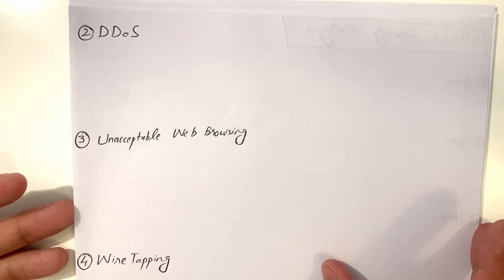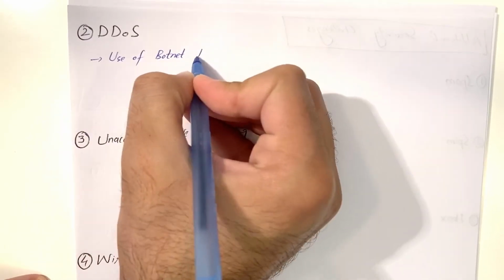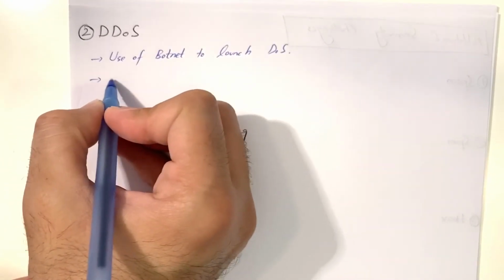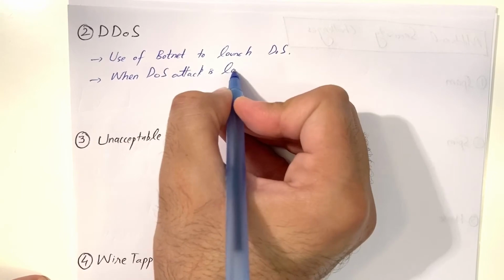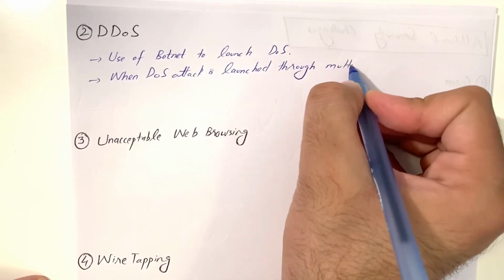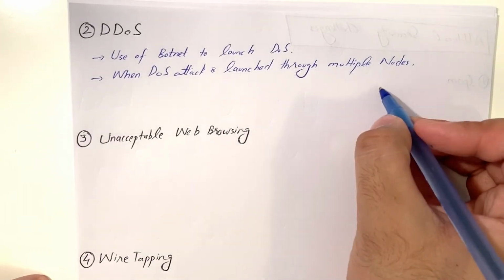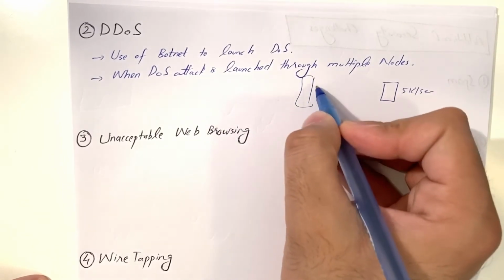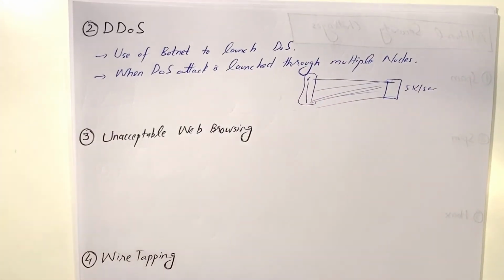Next is the DDoS attack, as we already talked about. DDoS attack is the use of a botnet to launch a DDoS attack. When a denial of service attack is launched through multiple nodes, it is called a DDoS attack, a distributed denial of service attack. Like the same example, it can handle 5,000 queries per second. Now, the attacker has created a botnet of 6,000 computers, sending one request from each computer and repeating it over and over. That is a DDoS attack.